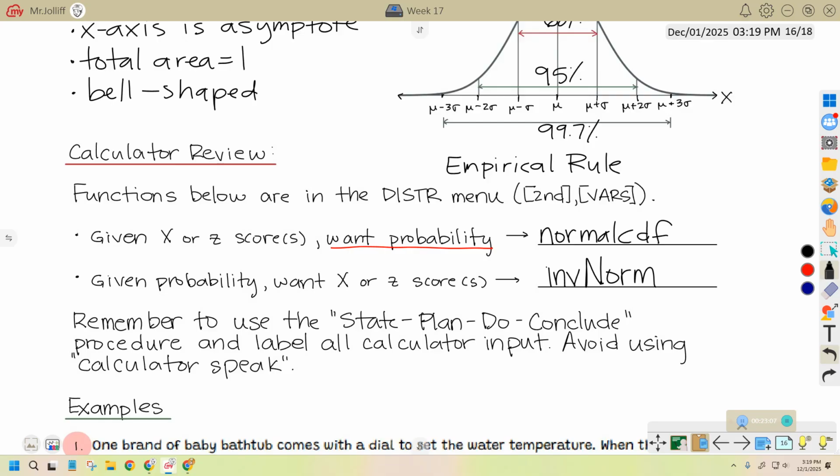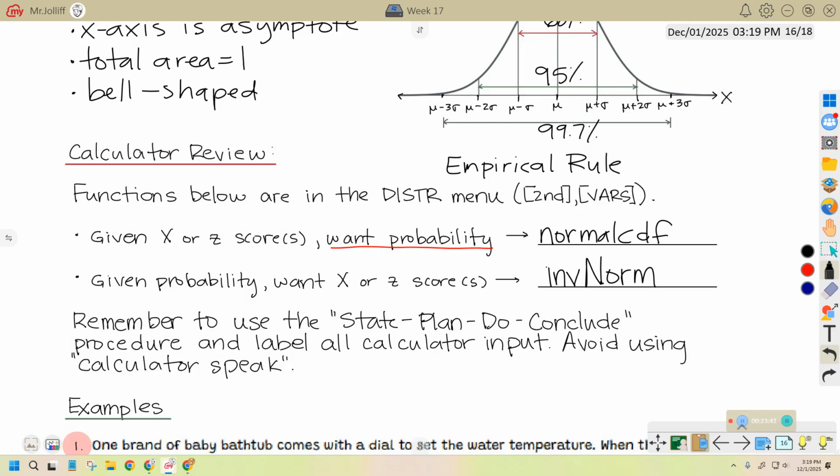A reminder before we do some examples. If this is a multiple choice question, grab your calculator, do the plug and chug, fill in the bubble on your test. If it is an FRQ, you have to do the state, plan, do, conclude thing. State, you identify everything given in the problem, you label it in words. Plan, you tell them what you are going to do. Do is you show the work. In this case, you write out the calculator function name, you label in words all of the input.